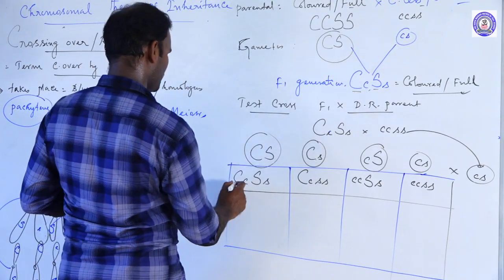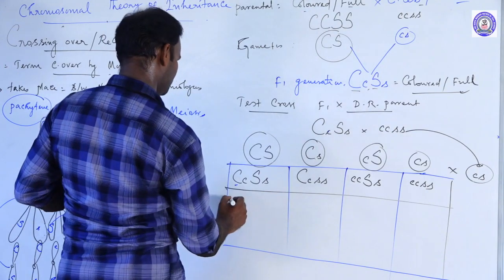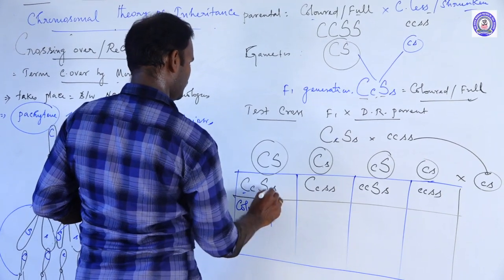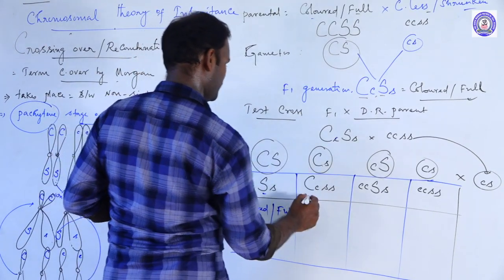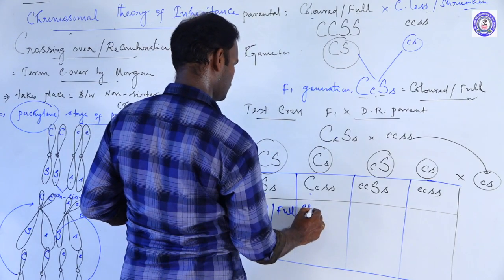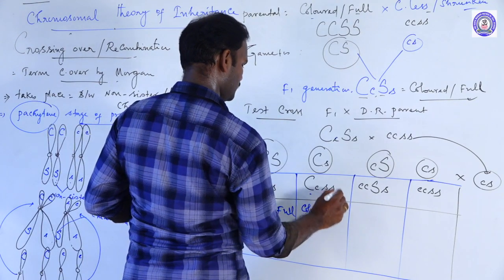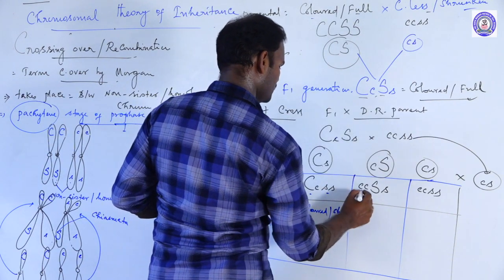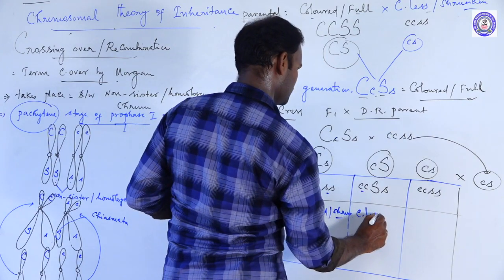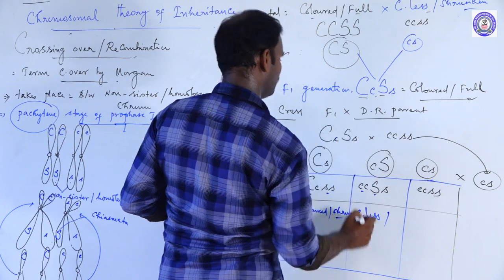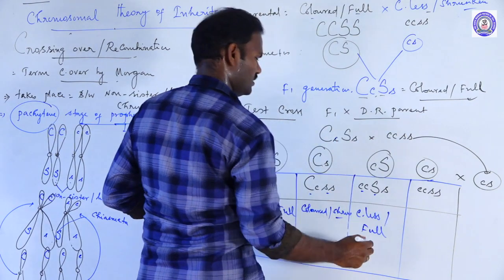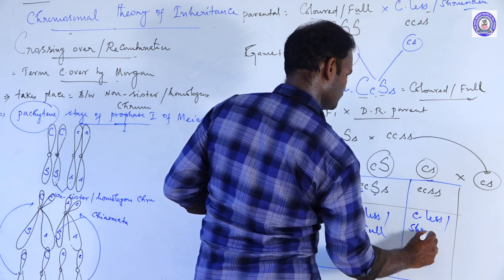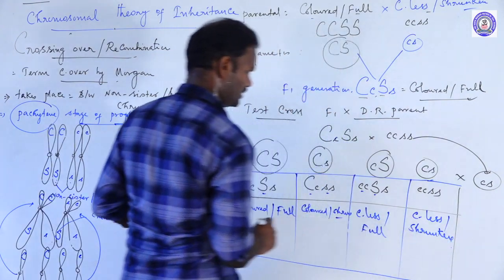What is the phenotype? Capital C, controlled colored grain, with capital S, full shade. Here also colored, with the shrunken. Small c, colorless, with capital S, full. Next, colorless with the shrunken. So these are the phenotypes.